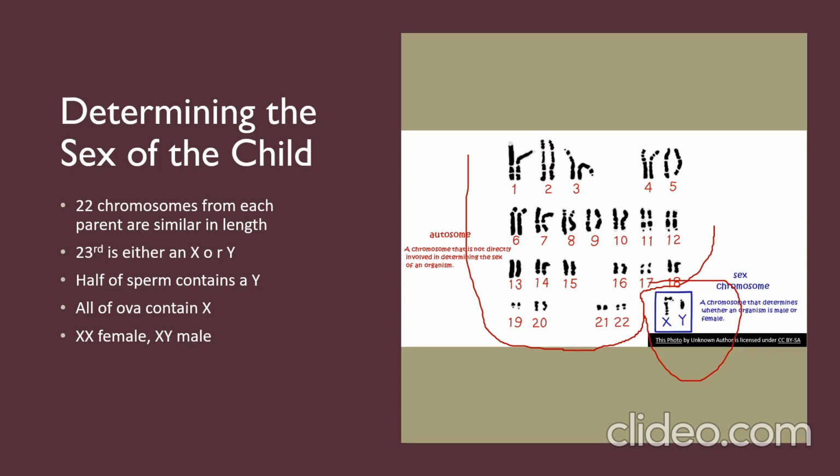Saan galing yung sex chromosome? This is from the fertilization. Half of the sperm, diba yung sperm ng father, half of the sperm contain a Y chromosome. And then all of the ova contain an X chromosome. If the 23rd position contains two X chromosomes, pagka 2X, that would be a female. And then XY siya kapag male.